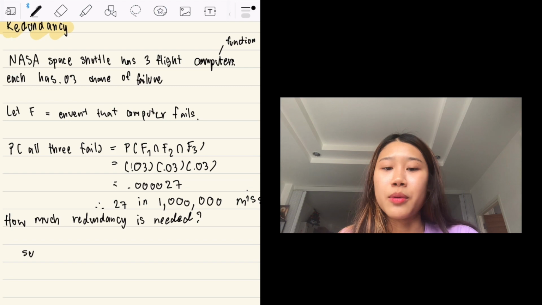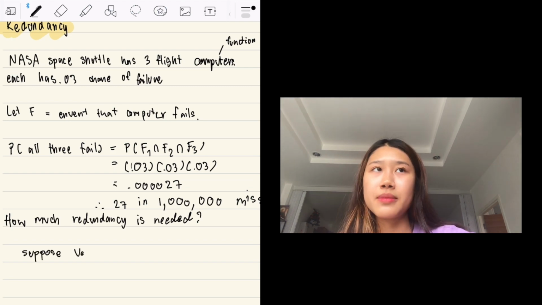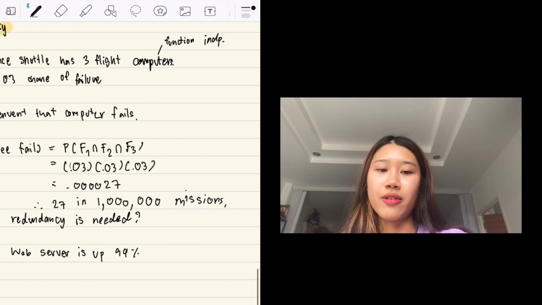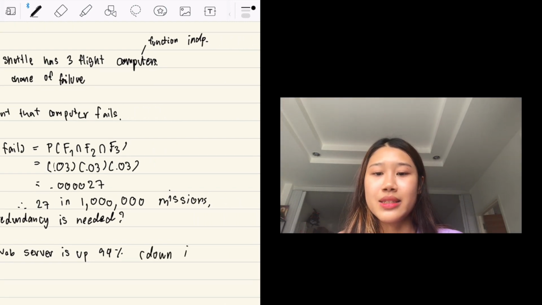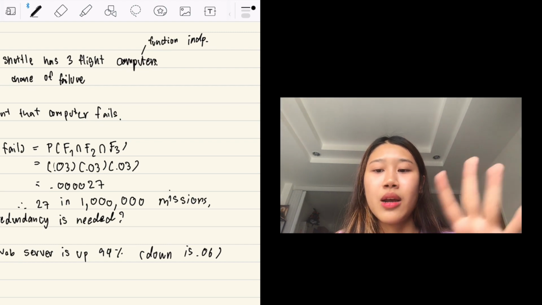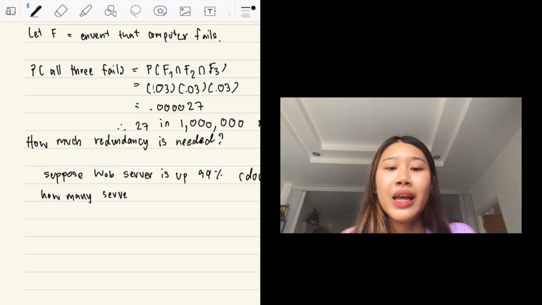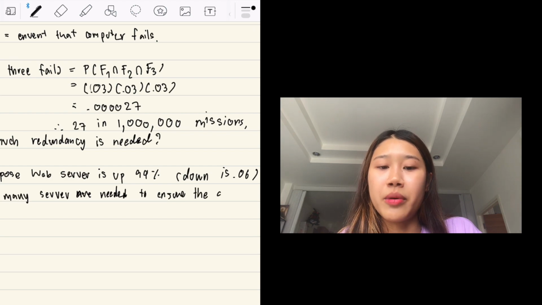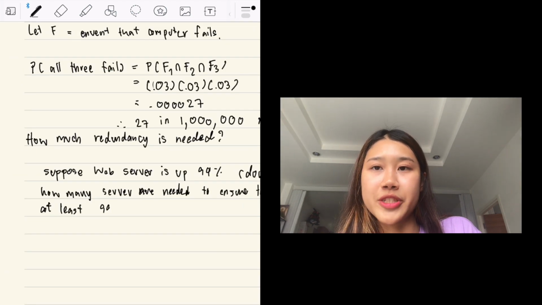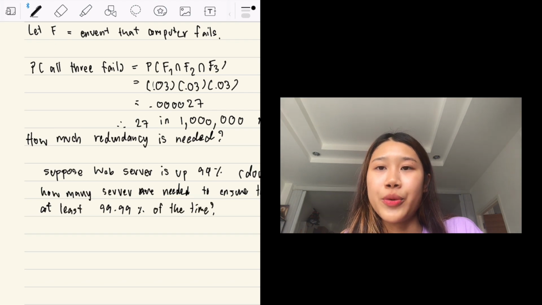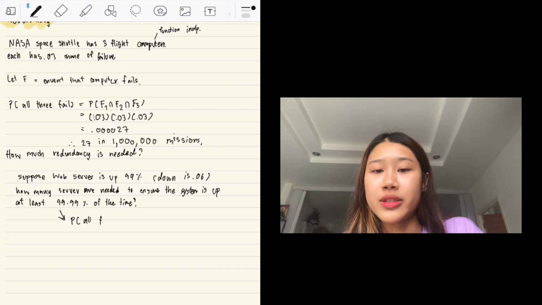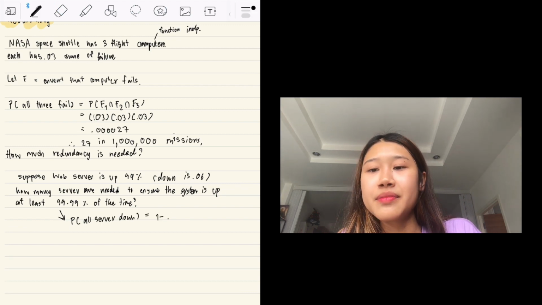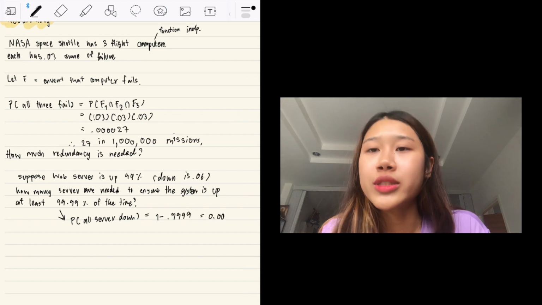Suppose the percentage of time a web server is up is 94%, and the percentage of time the server is down is 0.06. How many servers are needed to ensure the system is up at least 99.99% of the time? So we are going to find the probability that the system is down. It will be 1 minus 0.9999, and you will get 0.0001.